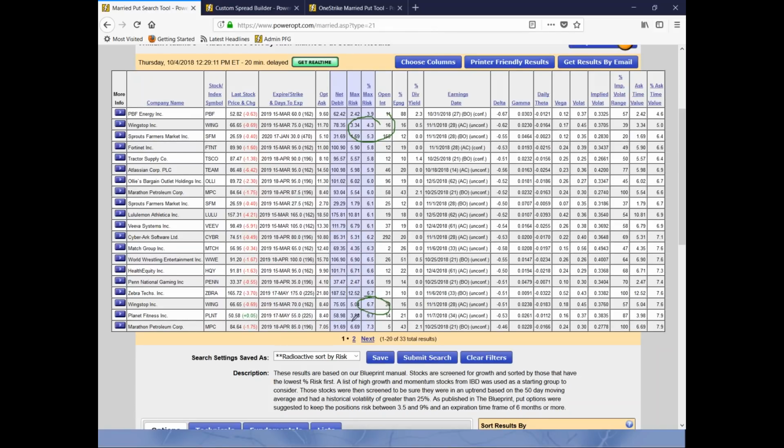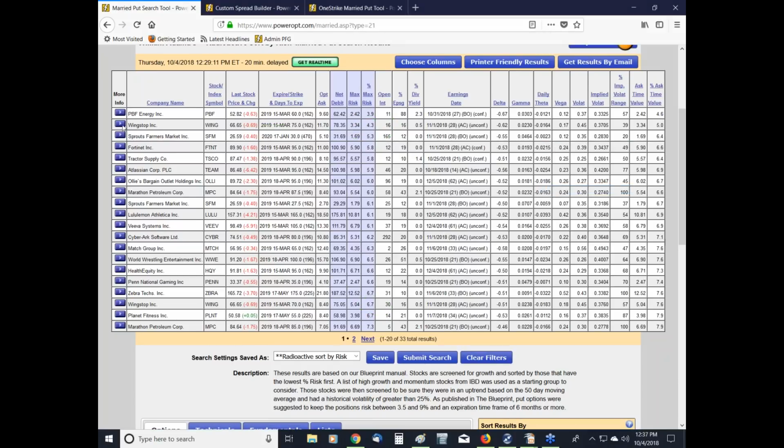Here the 70 is at 6.7%. Lower risk at 4.3, that looks pretty good. It's about 9 points in the money. If there's a 72.5 strike in there, that might look really good too. But once again, it's a reasonable trade. Both of them are reasonable married puts.